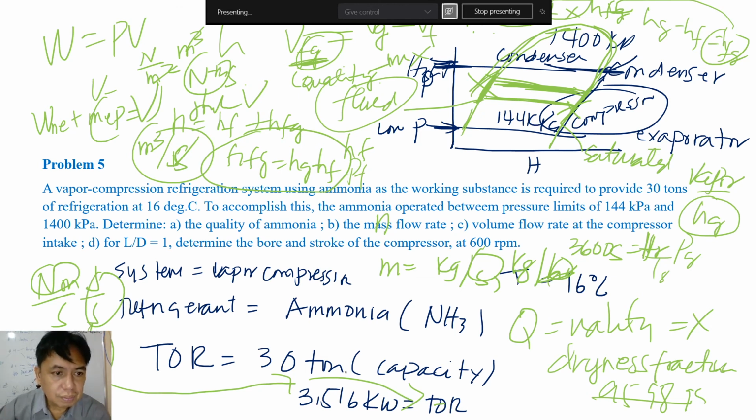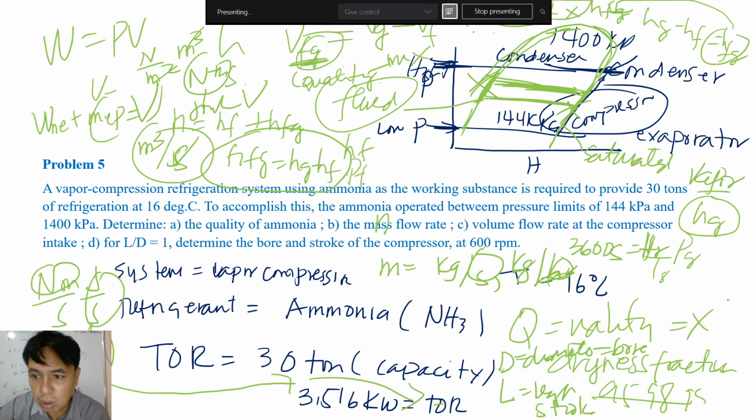Ngayon, ano pa to? L over D. Determine daw yung L over D. Ano yung LD? Bore and stroke. L is length, meaning length ng stroke. Ano yung stroke? Yung haba ng piston rod. Ano yung D, class? Diameter. Diameter ng ano? Ng bore. Ano yung bore? Yung bilog ng piston.